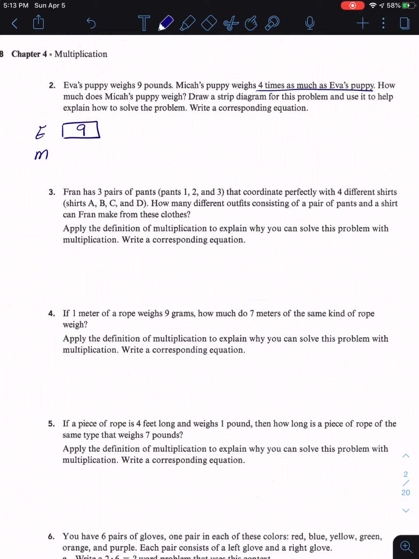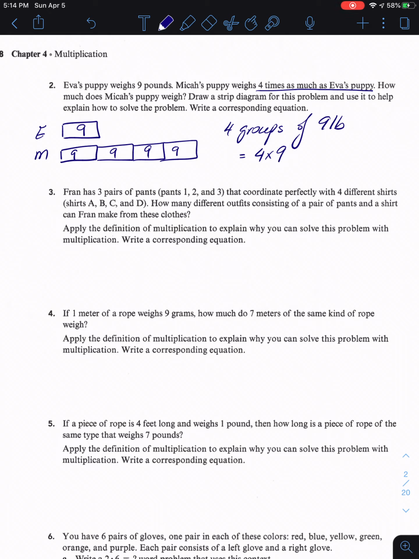much as Eva's puppy. So kids will fairly early understand that what we're dealing with is actually 4 copies of Eva's puppy, or 4 groups of 9 pounds. Do you see how that could be 4 groups of 9 pounds? So if we were to write a multiplication statement, it would be 4 times 9. All right. So, or if you want an equation, so this is the multiplication statement. If you want an equation, then Micah's puppy is 4 times Eva's puppy's weight.